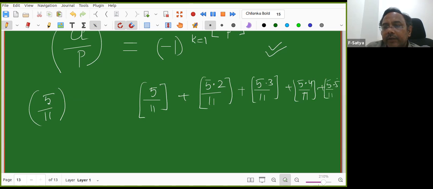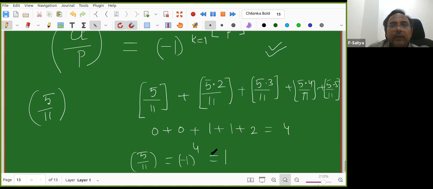5/11 has greatest integer 0. 5 into 2, 10/11, again 0. 5 into 3, 15/11, so 1. 5 into 4, 20/11, again 1. 5 into 5, 25/11, so it is 2. So the sum is 4, and (5/11) is (-1) to the power 4, which is equal to 1.